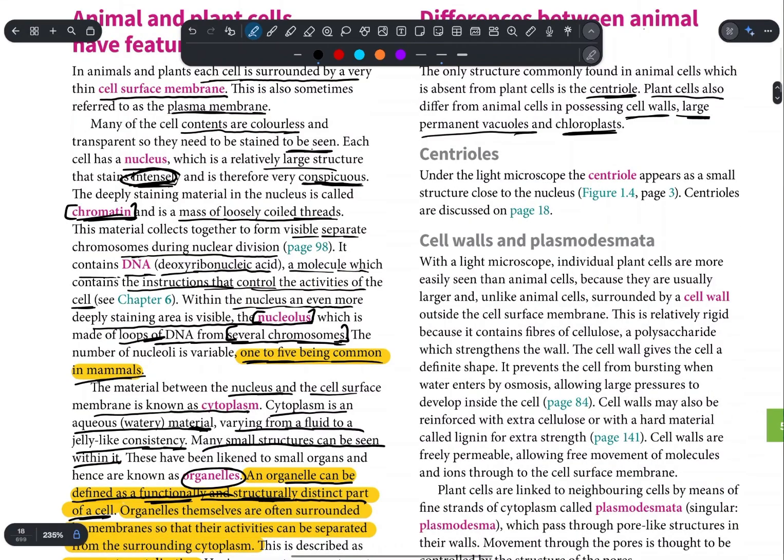First, we are going to talk about centrioles. Under the light microscope, the centriole appears as a small structure close to the nucleus. Centrioles we'll study later as well.